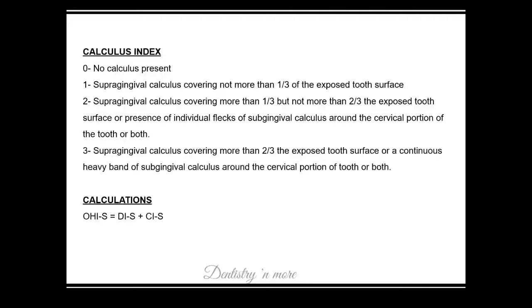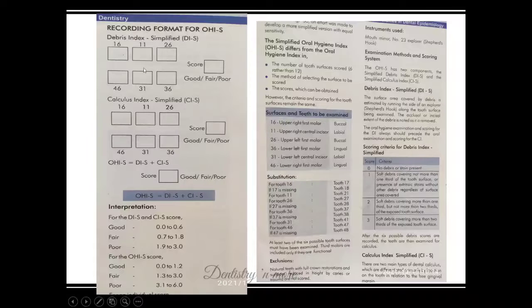Calculus also same 0, 1, 2, 3, but the only thing is in 2 and 3 subgingival calculus is coming. So 2 means individual flecks, 3 means the heavy band of subgingival calculus, and we add the score, debris index and calculus index. So this is how we calculate 6 teeth, index teeth.